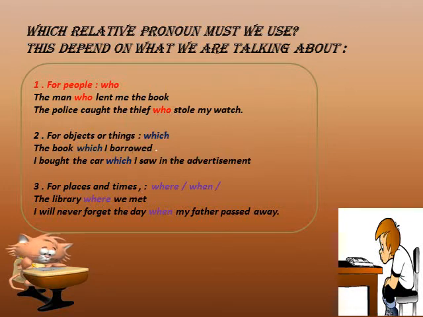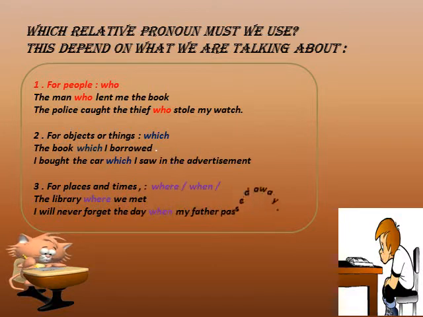In example number 2, when we are talking about objects or things, we use the relative pronoun which. The book which I borrowed. I bought the car which I saw in the advertisement. And now, as you see again, the subject of the two sentences is an object or a thing, the book and the car. So here we must not use who, we have to use the relative pronoun which.